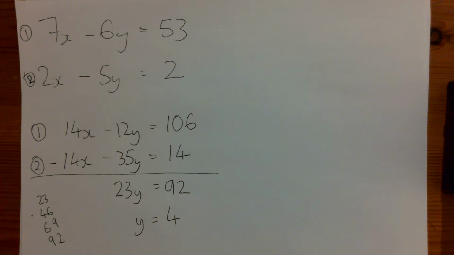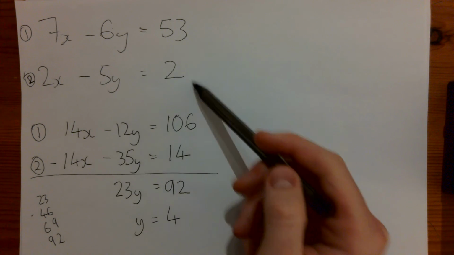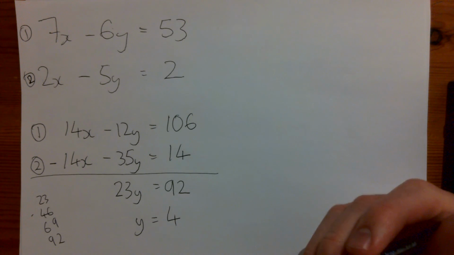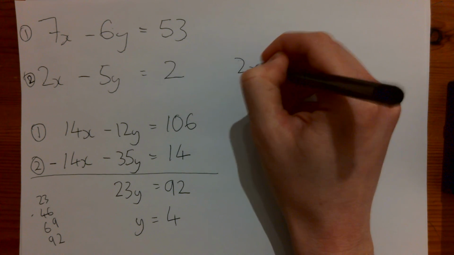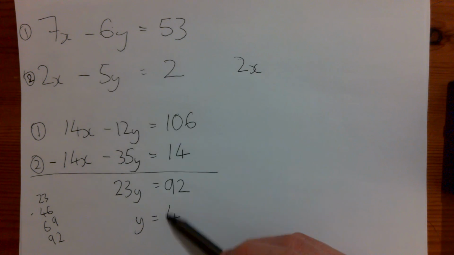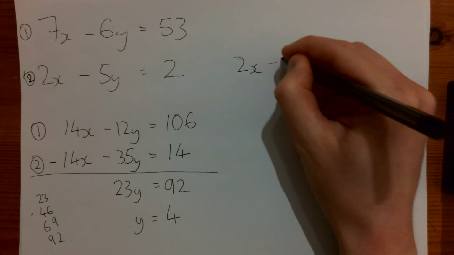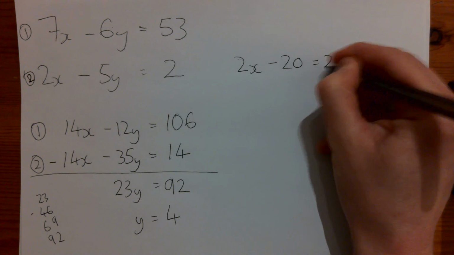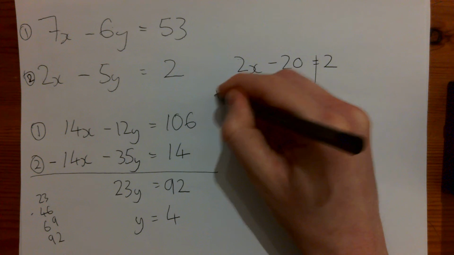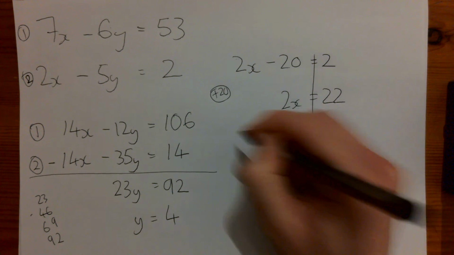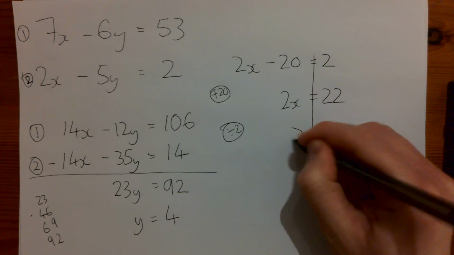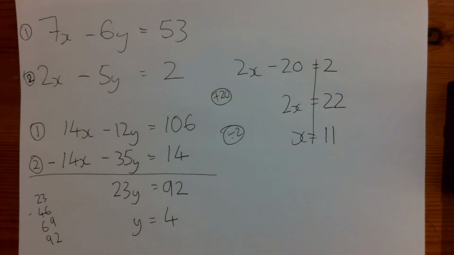Last bit then is to put the y back in to find x, just like we've done before. I'm going to put it into this equation because it seems to have smaller numbers generally, so it might be a bit easier, but it won't make any difference. So 2x, and instead of minus 5y, I know y is 4, so I can put minus 20 equals 2. Solve it just like normal, cancel minus 20 by adding 20 to both sides, and cancel the 2 by dividing both sides by 2. Gives me x equals 11, and there's my solution. Y equals 4, x equals 11.